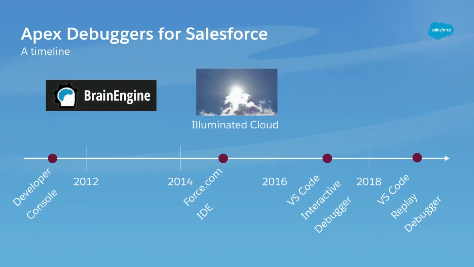So Brain Engine, Illuminated Cloud, Welkin Suite, all right? All of them have different offerings of the replay debugger as well. In Illuminated Cloud, it's called the Apex Offline Debugger. In Welkin Suite, it's called Apex Retrospective Debugger. All of them do the same thing. They're all built using the same underlying mechanism.